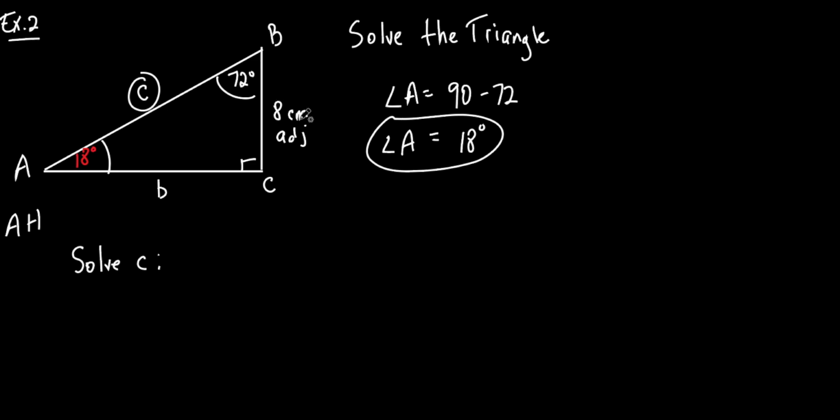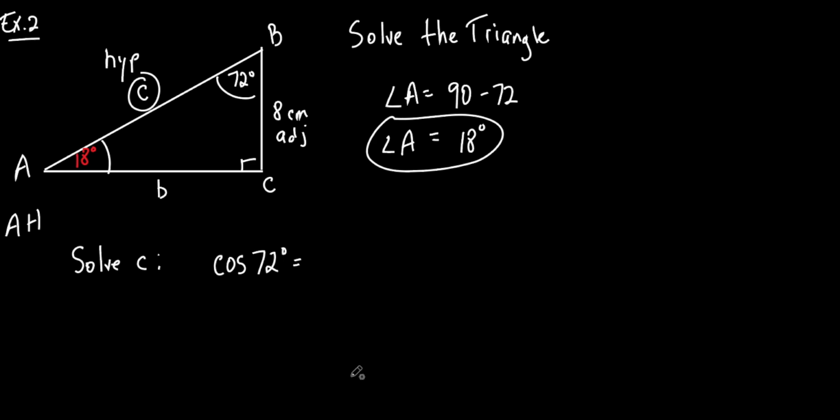They give me the adjacent. We're trying to find the what? The hypotenuse. So I write down AH. Which one uses the adjacent and hypotenuse? The cosine does. So that's the trig function that I'm going to use. Which angle am I dealing with? The 72. So I'm going to take the cosine of the angle. What's the angle? 72. And that's going to equal the adjacent over the hypotenuse.